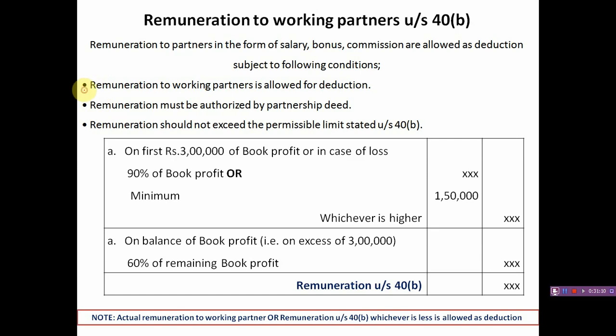There are conditions to be satisfied. First one, remuneration to a working partner is allowed. Remuneration to a non-working partner is not allowed. Remuneration must be authorized by the partnership deed. The remuneration given by the firm to the partner should be authorized by the partnership deed. And the third important one is the calculation of the permissible limit under section 40B. It is important. Please note down this format.